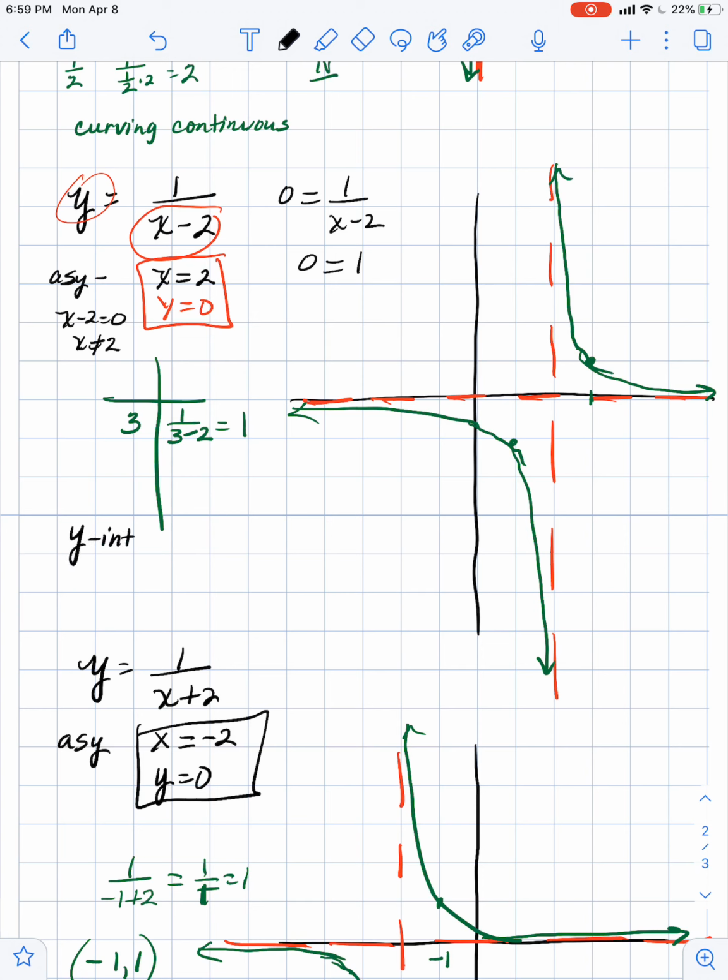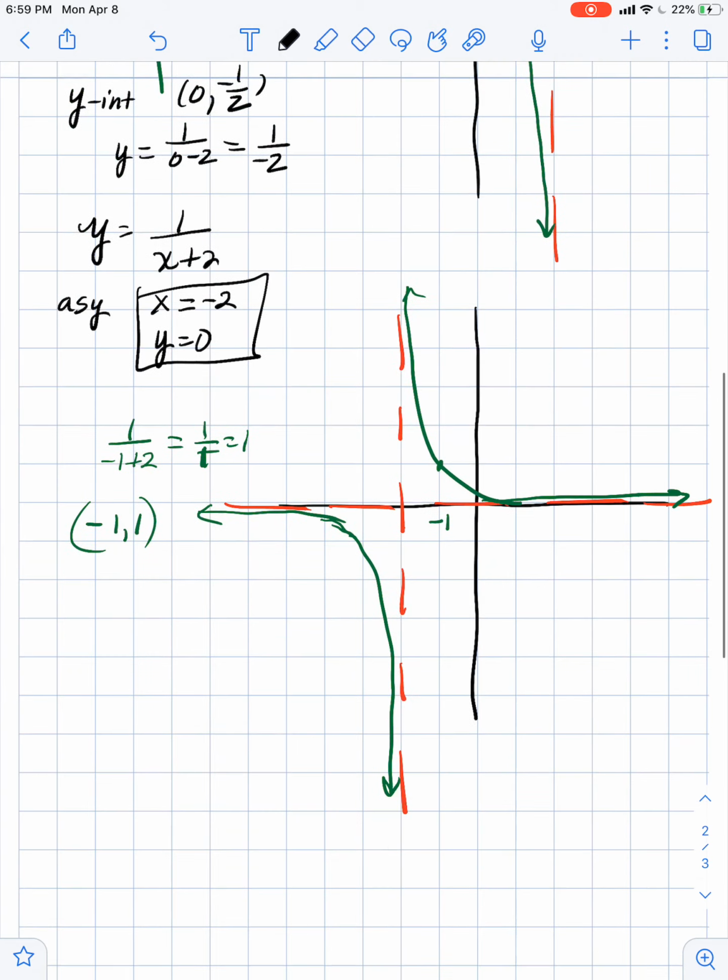But if I want to do my y-intercept, remember that is where x is 0. So I could come in here and put a 0, and that would be 1 over negative 2. So my y-intercept is at 0, 1/2. Well, look where that should have been if I'd drawn it correctly. It would have been a 0, 1/2. Okay, so there's your y-intercept. So that part still works just like what we normally would.